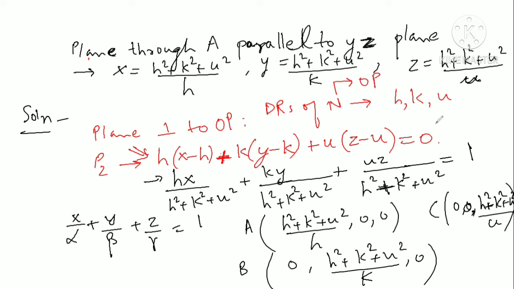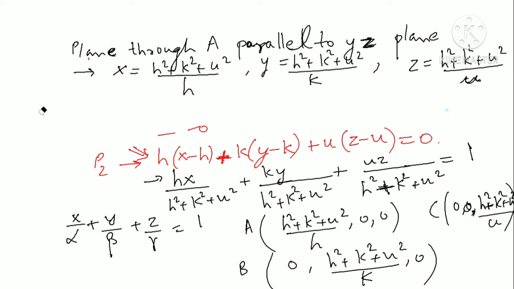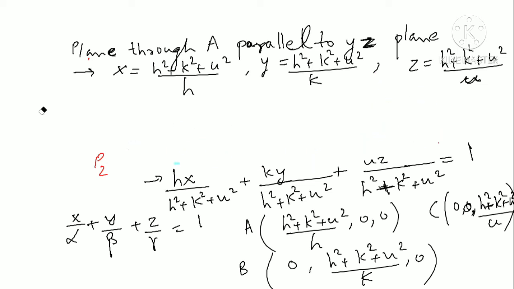So we have to find the locus of Q. Let's say I erase this portion, then suppose the coordinates of Q are L, M, and N. Now we have to find the relation between L, M, and N, right?